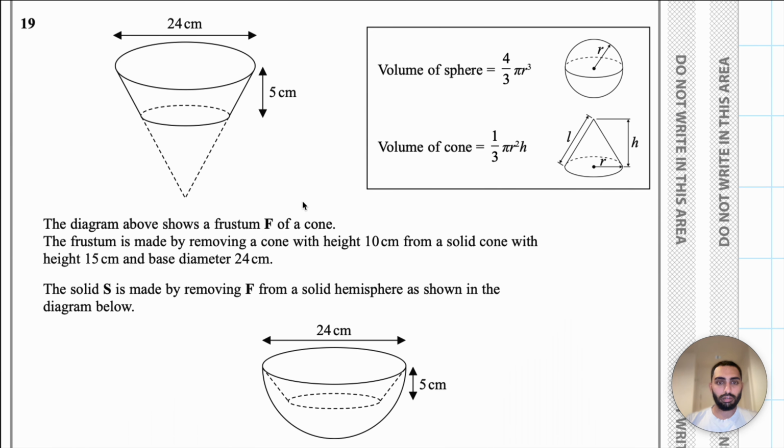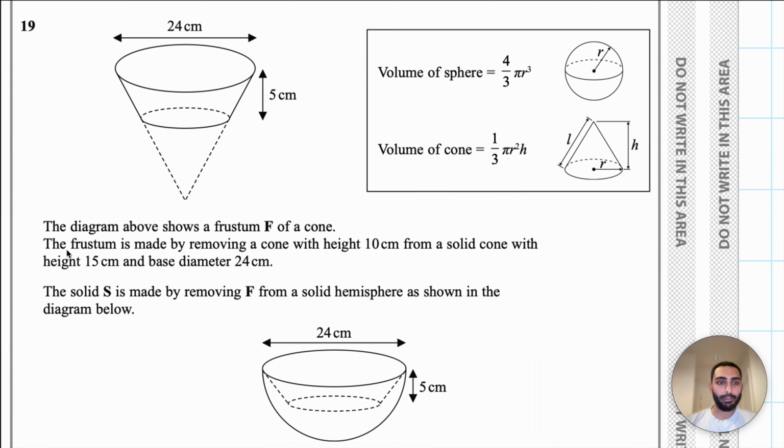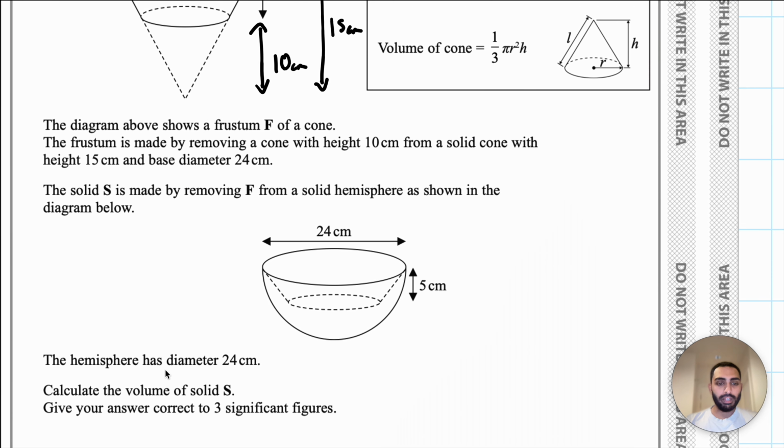Question 19. The diagram above shows a frustum F of a cone. The frustum is made by removing a cone with height 10 centimeters. So the height of this small cone is 10 centimeters. From a solid cone with height 15 centimeters and base diameter 24 centimeters. So I can also put that this height is 15 centimeters and they've told me that the diameter is 24 centimeters. The solid S is made by removing F from a solid hemisphere as shown in the diagram below. So we've got this hemisphere and they've got this frustum and they've removed this frustum from this hemisphere. The hemisphere has a diameter of 24 centimeters, that's already on. Calculate the volume of solid S. Give your answer correct to 3 significant figures.